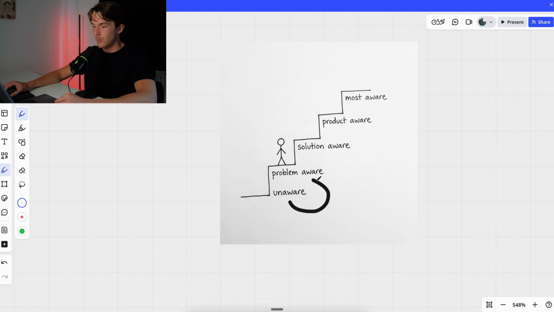So what is the problem here? Well, they feel fatigued, they can't sleep, they have bad digestion, they have bad gut, all of these different things. And yes, they might already be problem aware. They already know they have those types of problems, but it's linking it to our product.